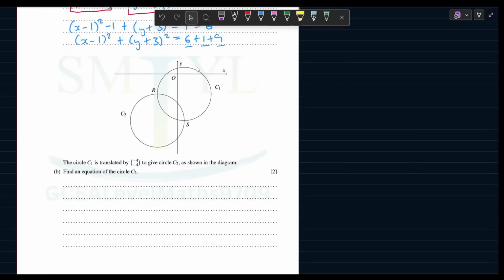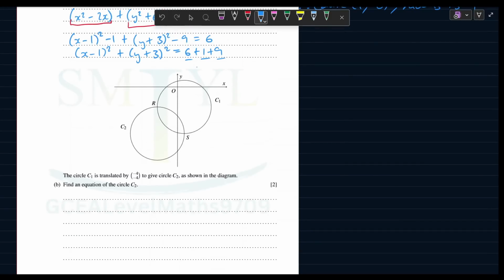And then moving on to part B. Now we're given that the circle C1, which is this circle, is translated by (-4, -4) to give circle C2 as shown in the diagram. Find an equation of the circle C2.